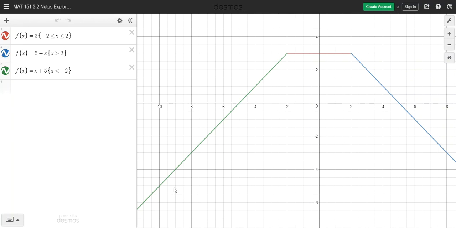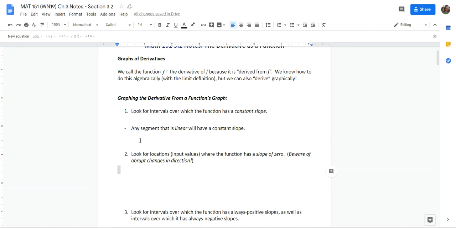So any segment of a graph that is steady or linear will have a constant slope. I'm going to write that on the previous page. Any segment that is linear is going to have a constant slope. It doesn't matter if it's linear increasing, decreasing, or linear horizontal. All of those will have constant slopes.